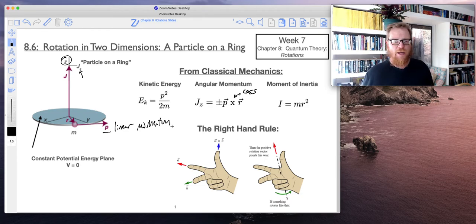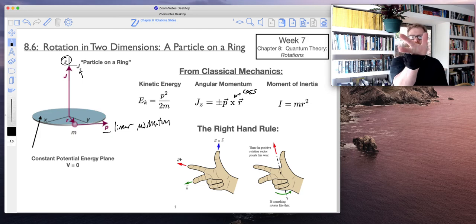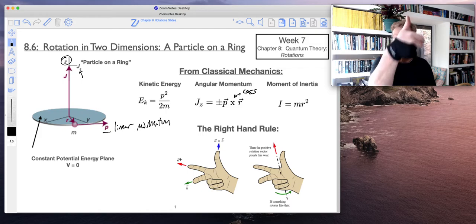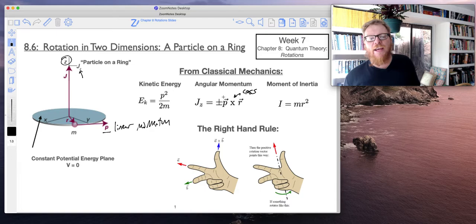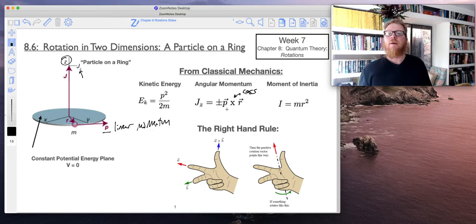If you look at the way this is notated, the A and B vectors, I always have to think about this for a second. A, my pointer finger, represents the linear momentum. Notice that it's tangential to the radius. And then my middle finger is the radius. And if I rotate as the picture is showing, my thumb points in the direction of the angular momentum. So you notice here that angular momentum is plus or minus P cross R.